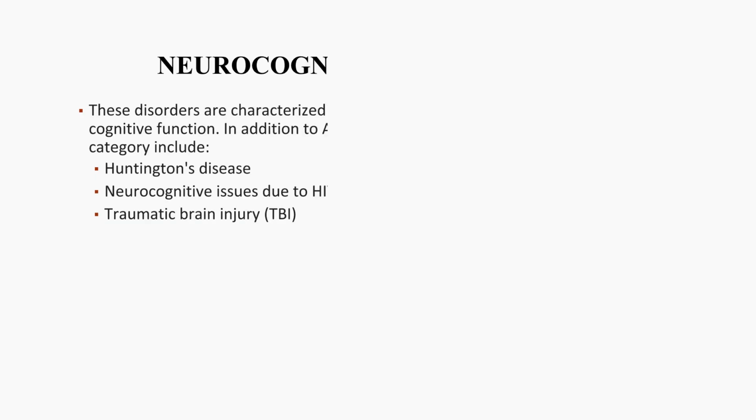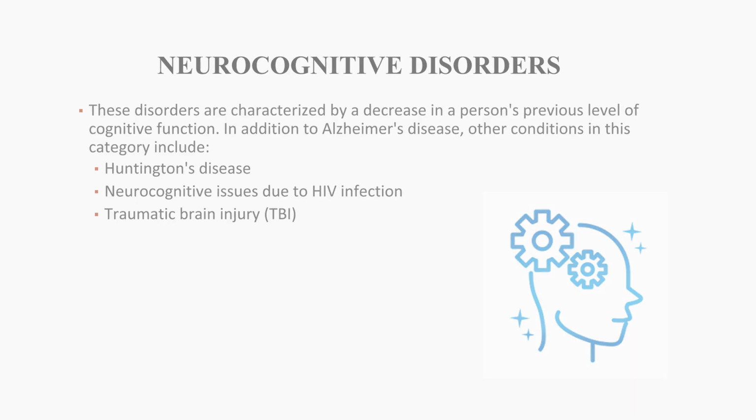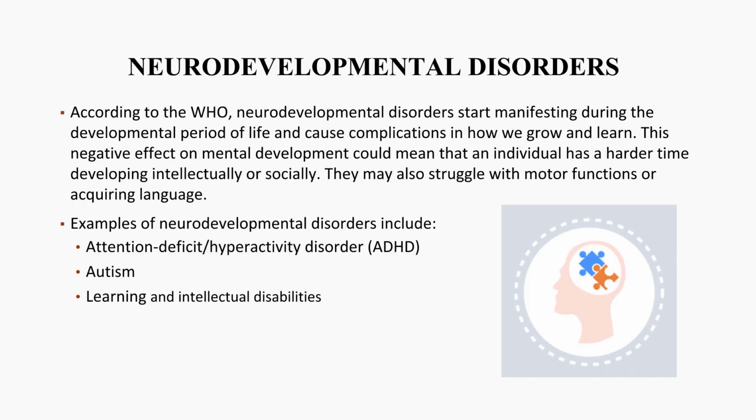We have the neurocognitive disorders. Now, these disorders are characterized by a decrease in the person's previous level of cognitive function. So, in addition to Alzheimer's disease, other conditions in this category include Huntington disease, neurocognitive issues due to HIV infection, traumatic brain injury, etc.